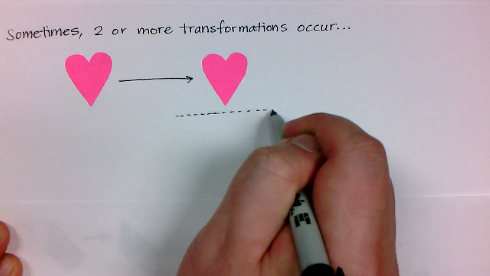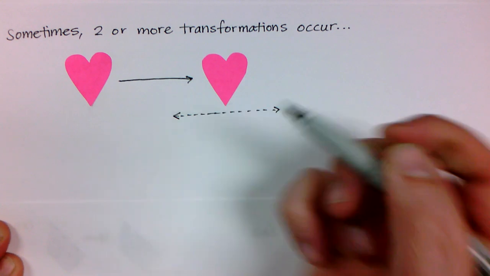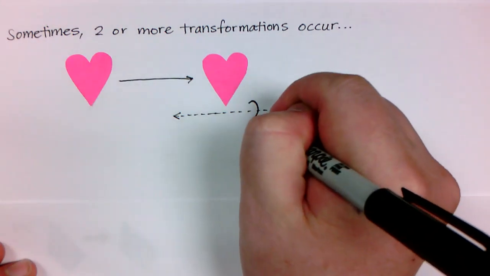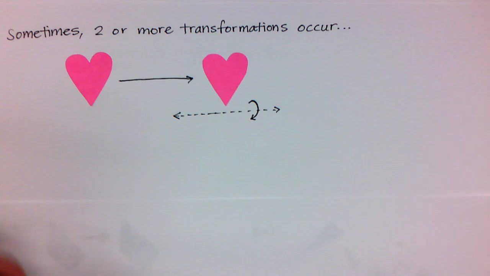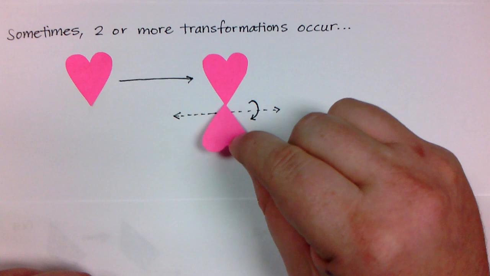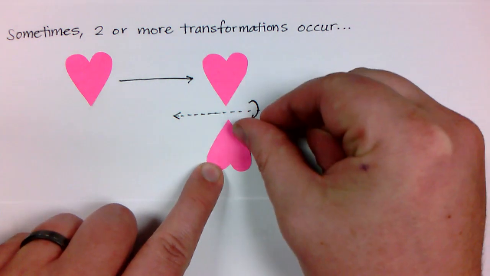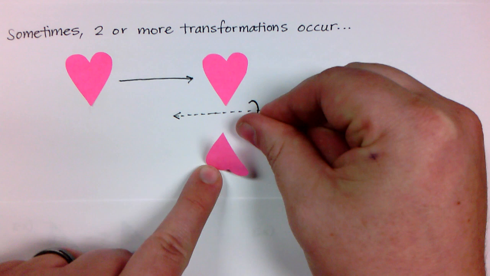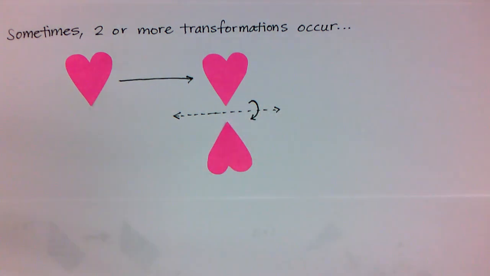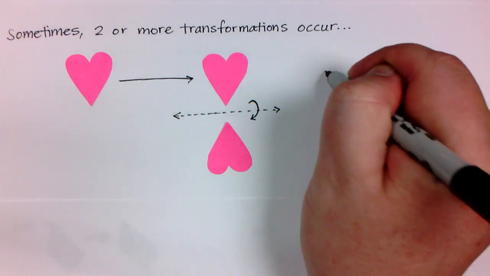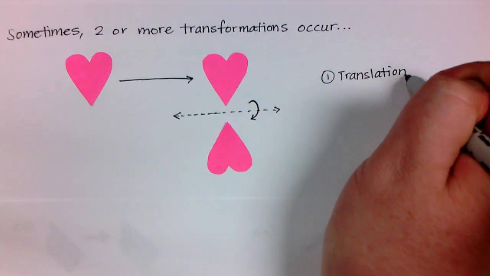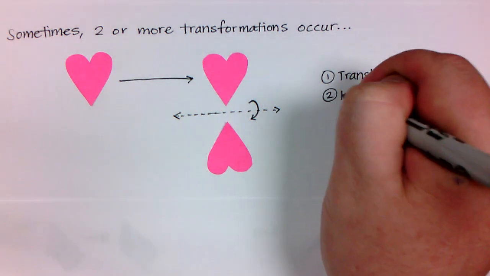So I'm going to go ahead and draw kind of like my invisible mirror, and I want you to reflect it starting here and go all the way down. Okay? So if you have your heart and you reflect it, it's going to kind of flip it upside down and it's going to end up right there. Oops, on the wrong side. There we go. Okay, so in this case, first I had a translation. And then second, I had a reflection.